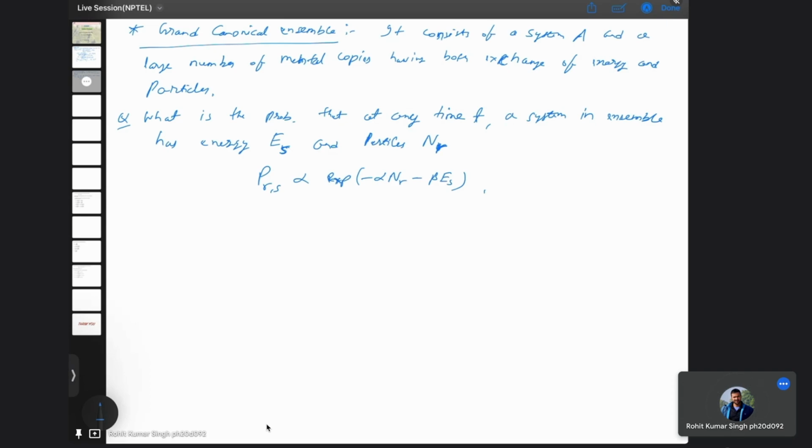In this case, alpha is minus mu by kT, and beta is the same constant from the canonical ensemble, which is 1 over kT, and here mu is our chemical potential from thermodynamics. And similarly, after normalization, we can write this probability like this.